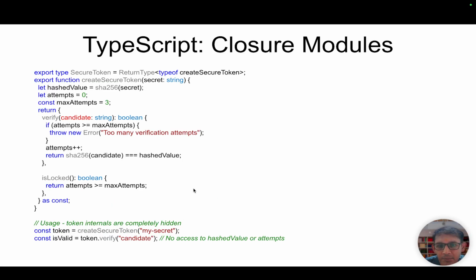Now, in TypeScript, closure modules provide excellent opacity. You define a function that creates and returns an object with specific methods. But the internal state is captured in the closure and completely inaccessible from outside. For example, a create secure token function might capture a hashed value and attempt counter in its closure. The returned object provides verify and is logged methods, but clients have no way to access the internal hashed value or the attempts variables.